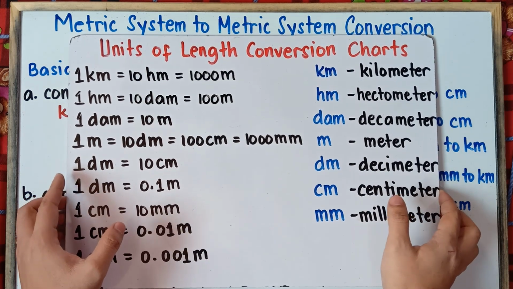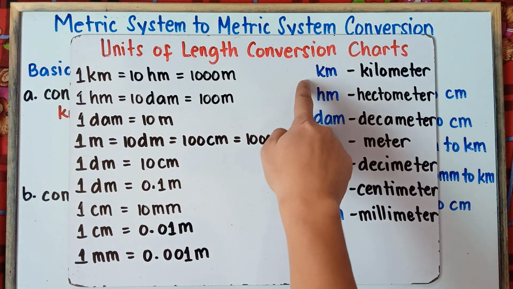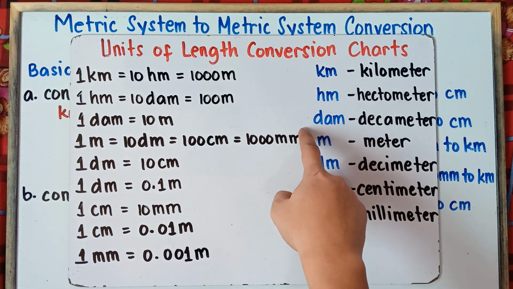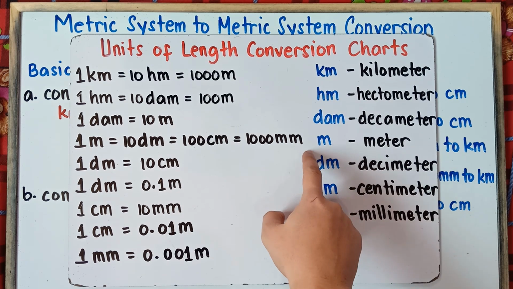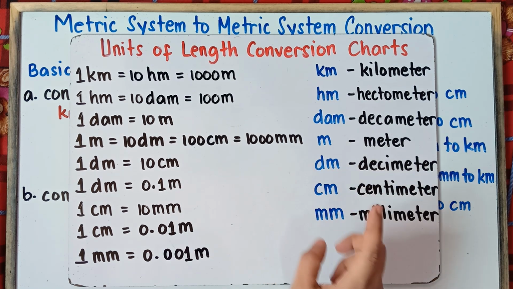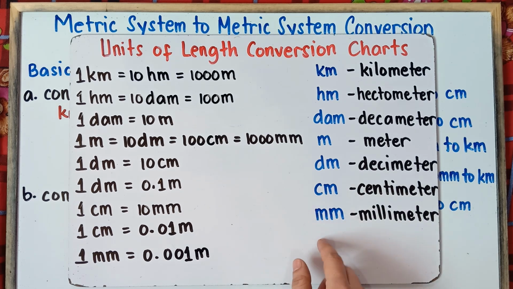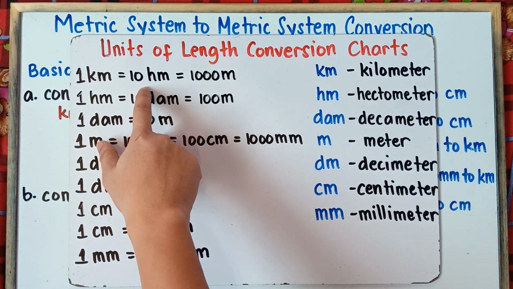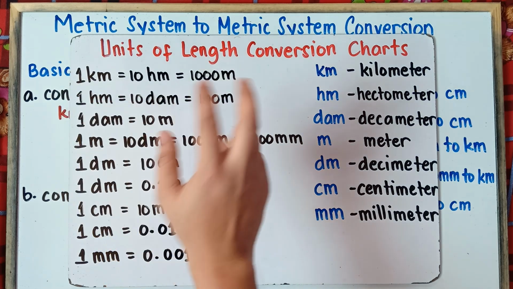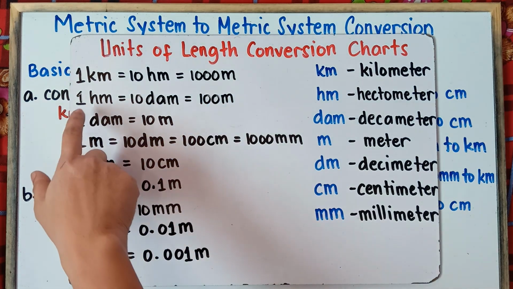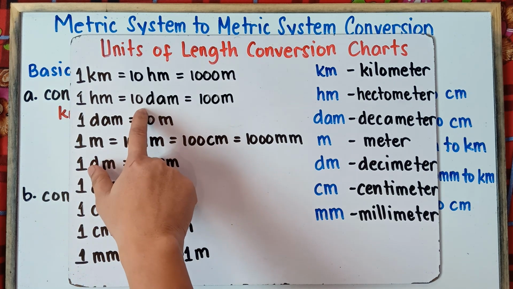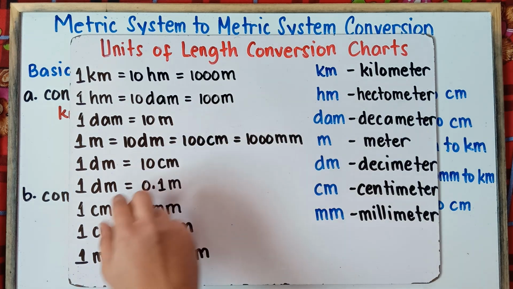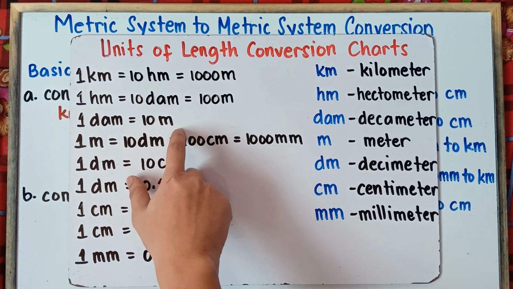So this will be the unit chart we have. Kilometers, once again, km stands for kilometer. HM, that would be hectometer. DAM, that would be decameter. M stands for meters. DM, decimeters. cm, centimeter, and then mm, millimeter. So 1 kilometer is equivalent to 10 hectometers, or 1 kilometer is equivalent to 1,000 meters. 1 hectometer is equivalent to 10 decameters, or 100 meters. And 1 decameter is equivalent to 10 meters.